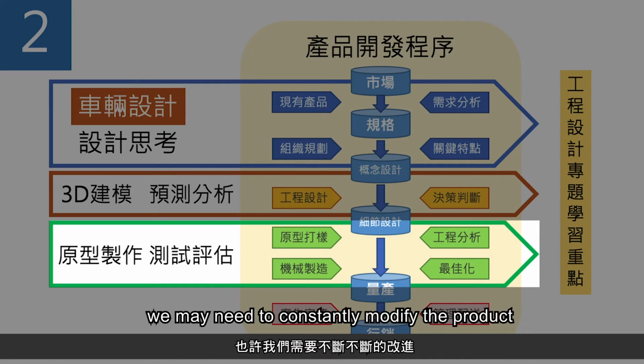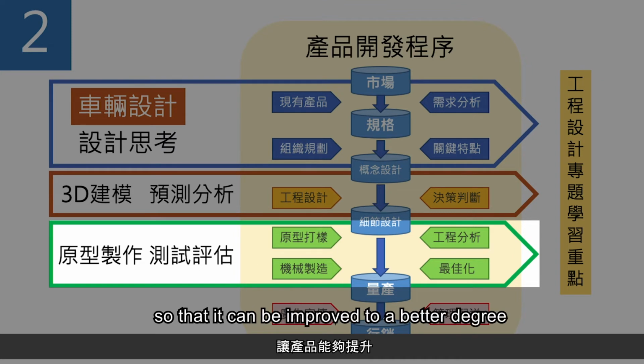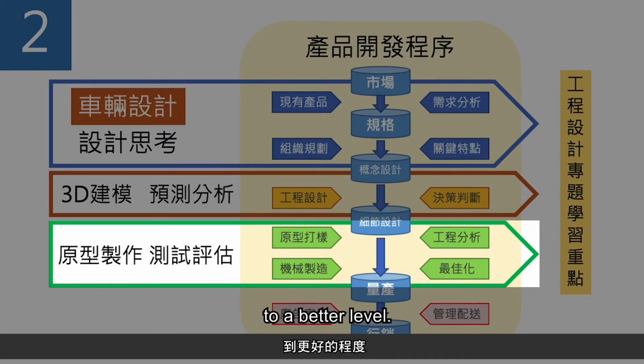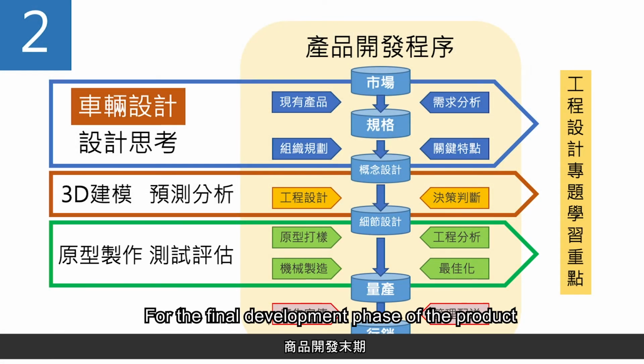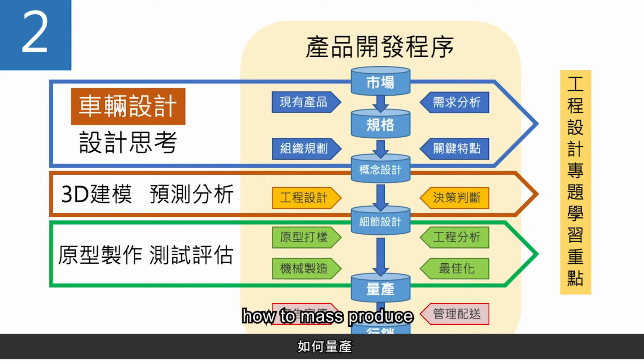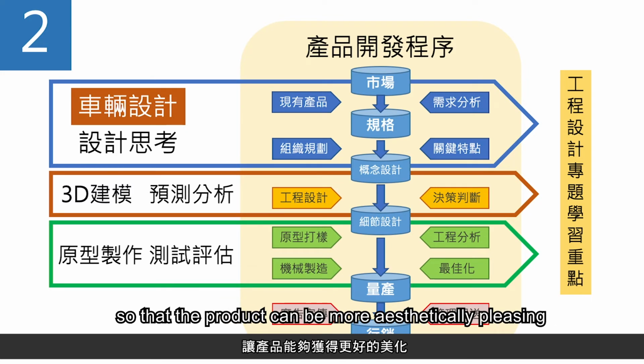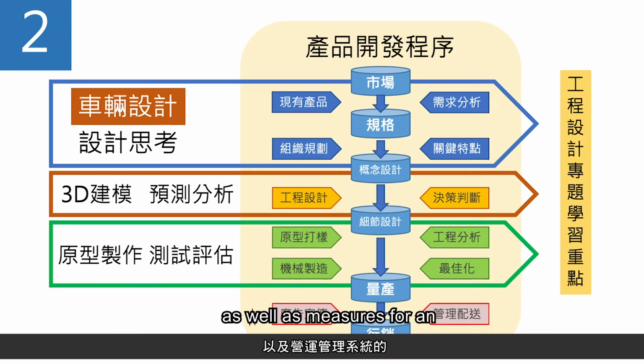Here, we may need to constantly modify the product so that it can be improved to a better level. This is also known as the optimization process. For the final development phase of the product, we need to think about how to mass produce and need for future marketing so that the product can be more aesthetically pleasing, as well as measures for operational management systems. These are the main points of attention for the study of requirements and the industrial design process.